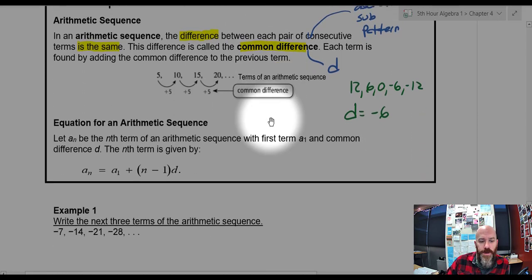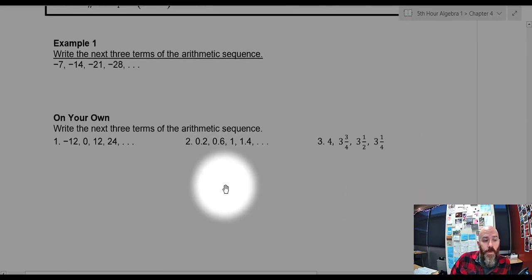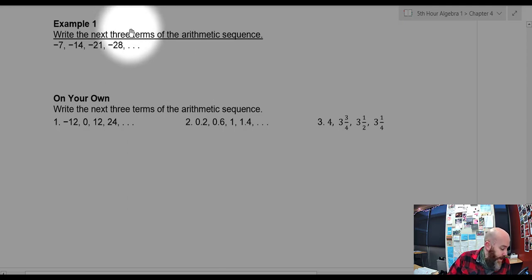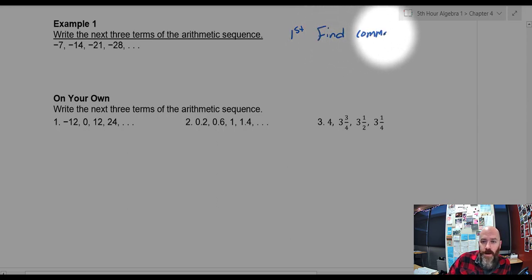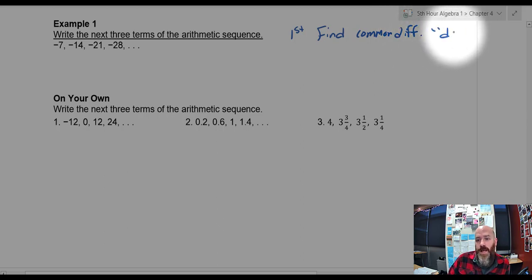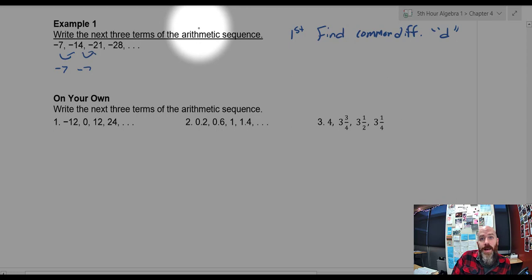Okay, so let's get into some of these examples. We're going to skip this section right here until the next video. So example 1, write the next 3 terms of the arithmetic sequence. So the first thing you have to do is find the common difference, which is that D value. So if I look here, how do I go from 7 to -14? I'm subtracting 7. From -14 to -21, subtracting 7. Now they're telling me it does have an adding or subtracting pattern. So it is telling me that right now.